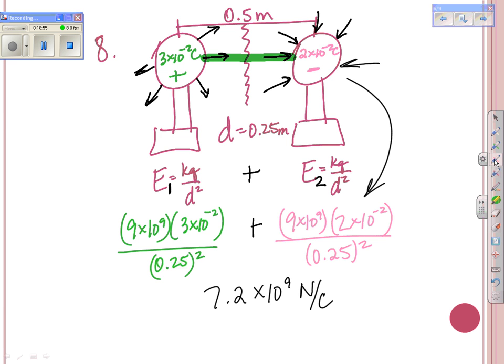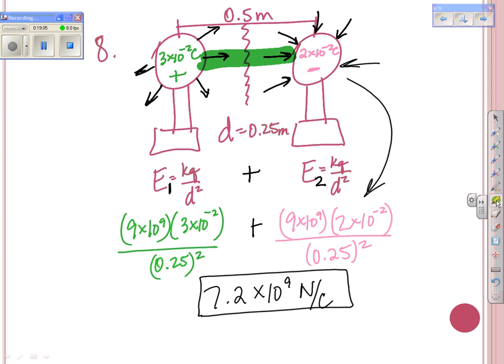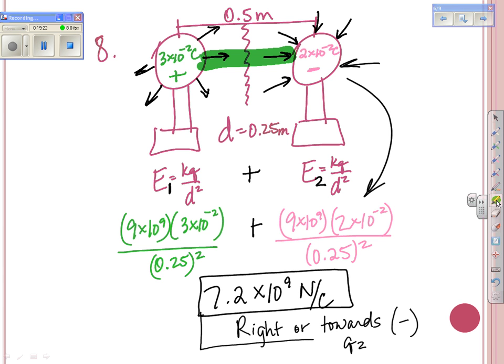So we're going to say this is our magnitude. But they also wanted to know a direction. Go back up to your green highlight. The direction is which way, left or right? Well, ladies and gentlemen, it is to the right here. Or you could say towards Q2, or towards the negative. Either one, all of those are the same thing.